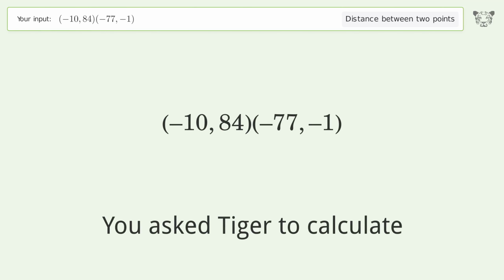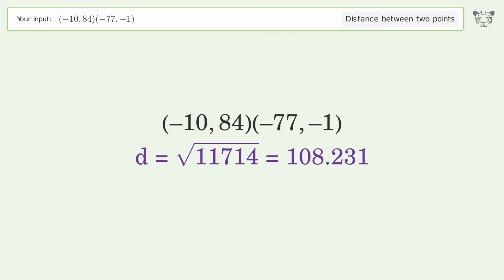You ask Tiger to calculate. This deals with the distance between 2 points. The distance between the 2 points is the square root of 11,714 or 108.231. Let's solve it step by step. Plot the 2 points and calculate the distance using the formula.